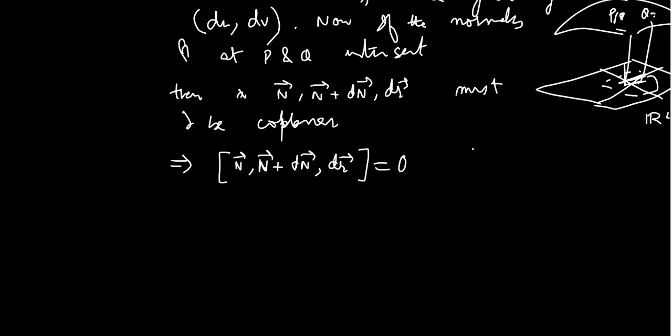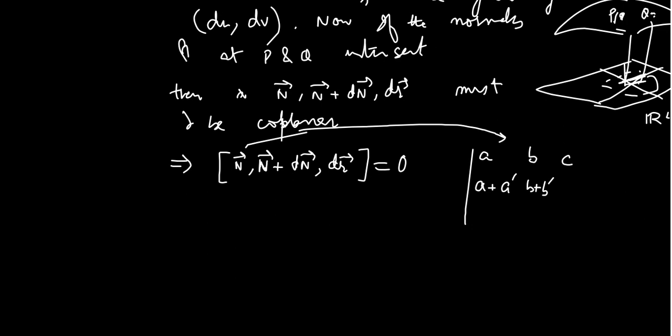It's like a, b, c. I can suppose n's components are these, then n plus dn will be, say, a plus a dash, b plus b dash, c plus c dash. This is a determinant. A triple scalar product is a determinant of the entries. I think we discussed it last time, I think even before that.